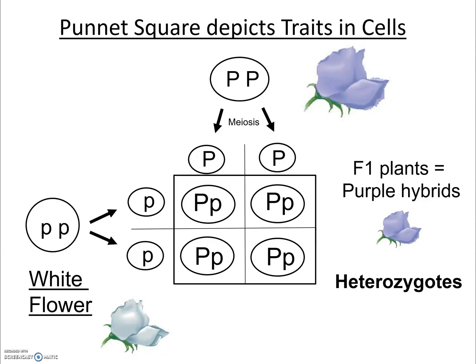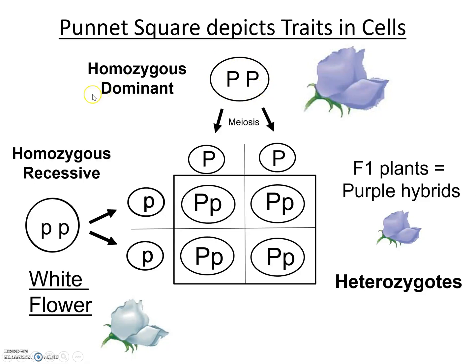And likewise, if we use this similar kind of terminology, if we're looking at our purple flowers that are true breeding, those are known as homozygous dominant. Homo for same, so they have the same dominant trait inside of their zygote. And finally, for our white flowers, they're known as homozygous recessive.